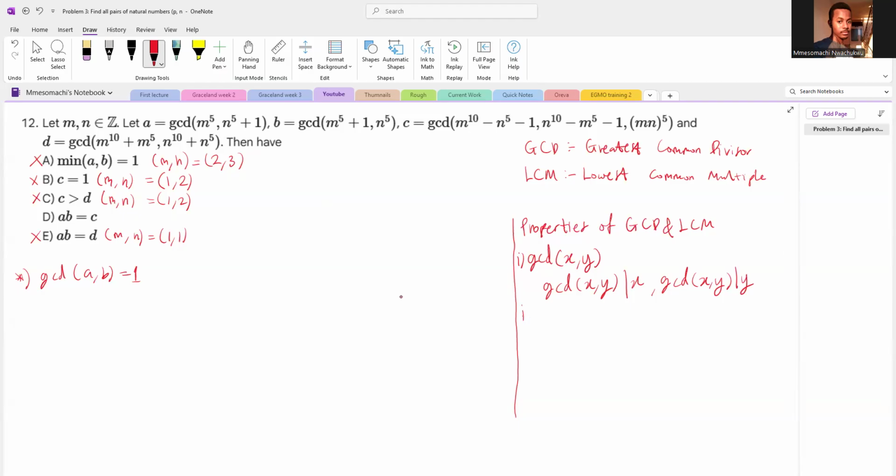Another property I'll be using is that, let's say the GCD of X and Y is equal to Z. Then D divides X and D divides Y if and only if D divides Z. Okay, so now let's look at this.